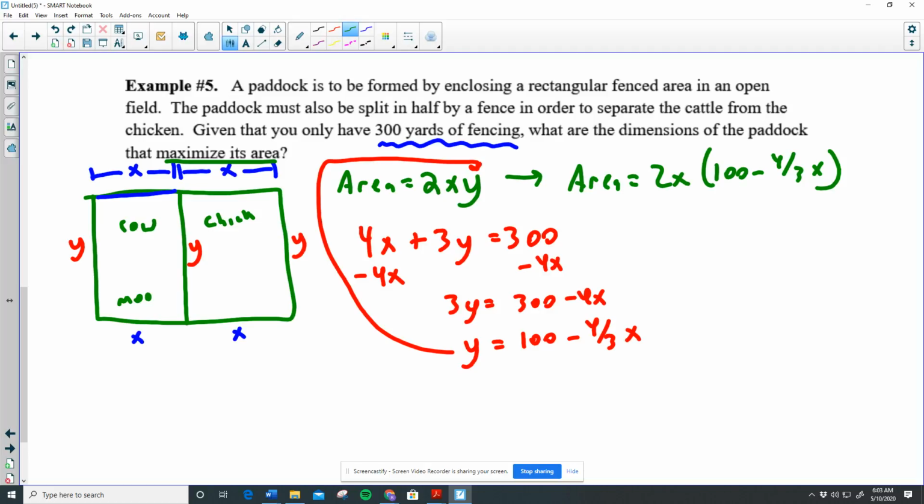Now, this is one where I could try to solve using algebraic methods, but let's do this one with Desmos. So I'm trying to maximize this function. And what that means is, if I graph this, it's going to be a parabola, right? Because if I distribute this through, I'm going to get an x squared term. And I'm trying to find the vertex of the parabola. I don't want to know the solutions here. I want to know the vertex.